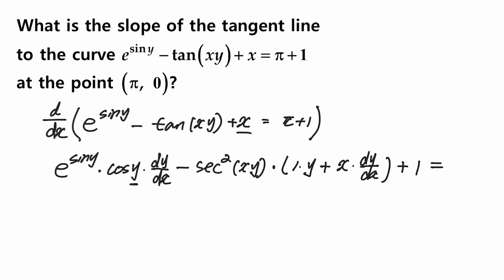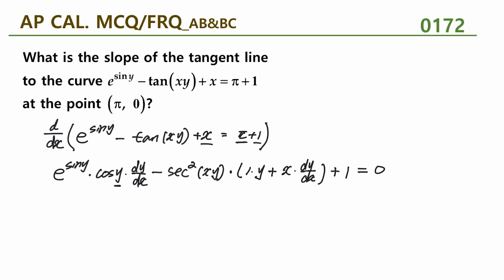So that is equal to, here pi is a constant. Pi is a number, right? 3.14159. So the derivative is equal to 0, and the derivative of 1 is equal to 0. So 0 here. So far so good. Now substitute pi for x and 0 for y. Okay, so 0 here, 0 here, here 0, here pi, right?